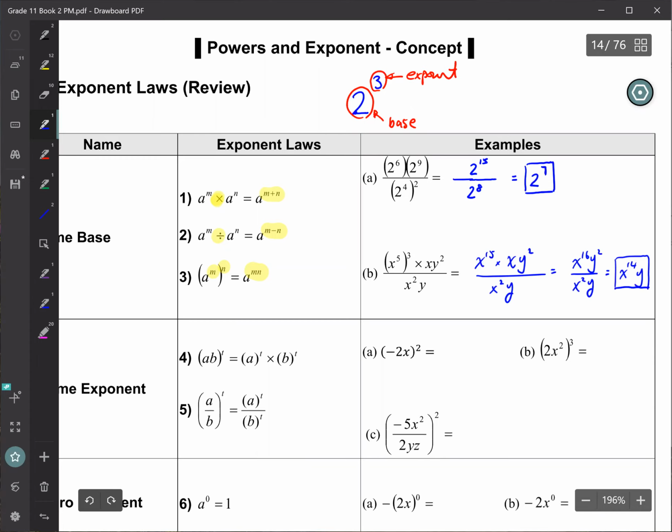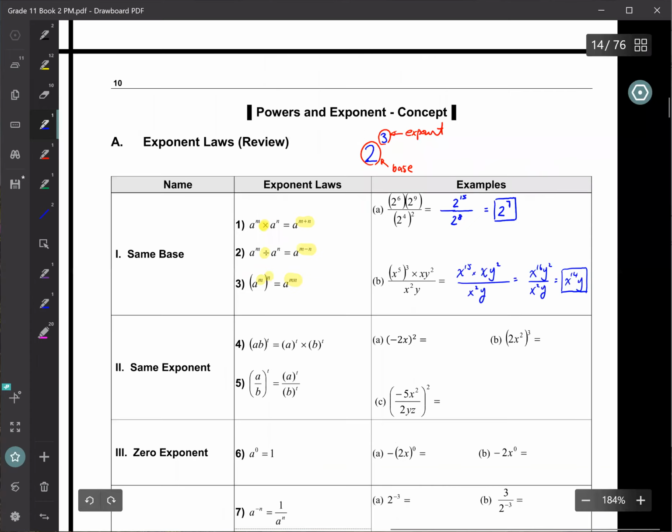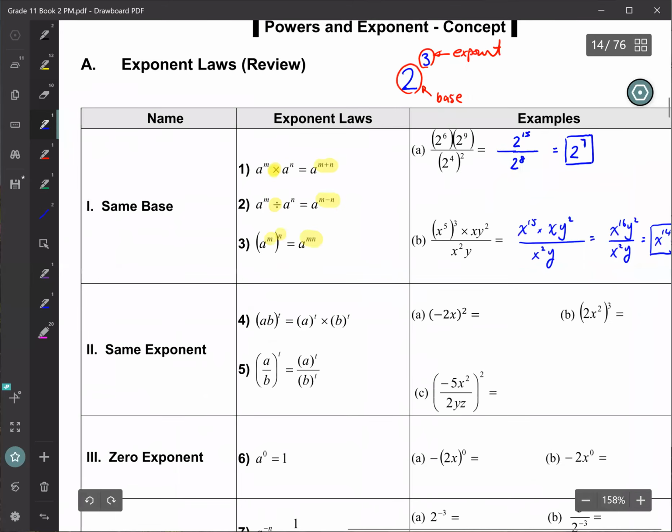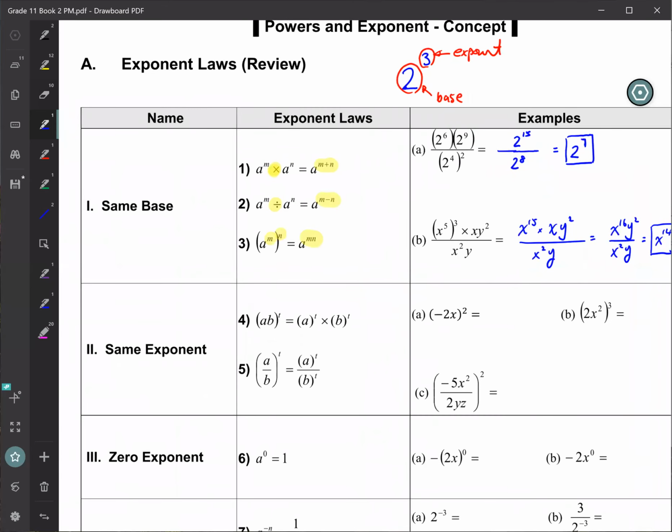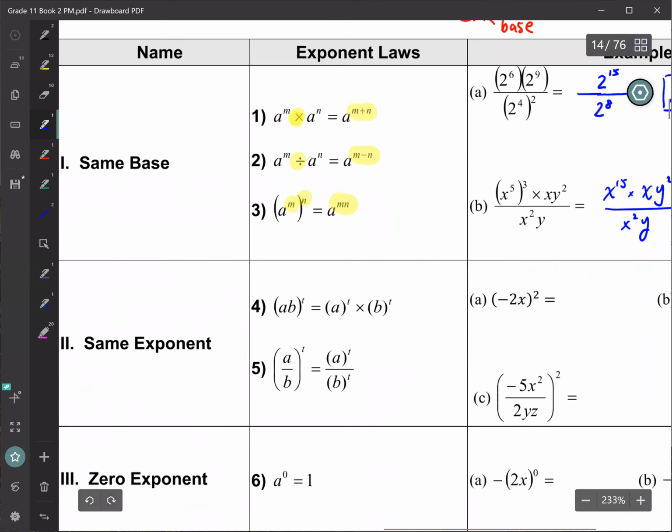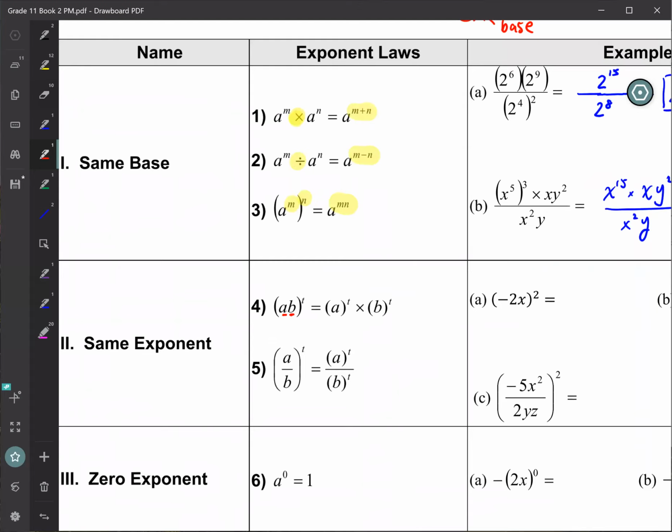All right, next group of the law is talking about same exponent. If you look at laws number 4 and 5, they both have brackets, and inside the brackets you have A and B. Those are the bases, and both bases share the same exponent. That's why it's called the same exponent. So that exponent you will distribute in, so they both take the same exponent. Same with dividing.